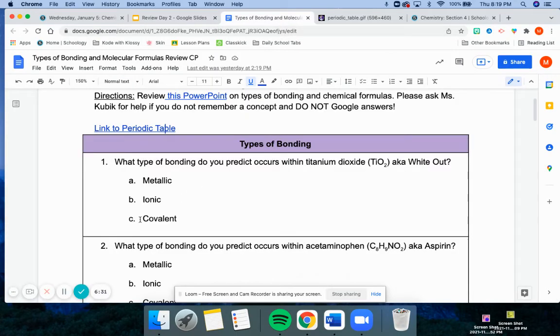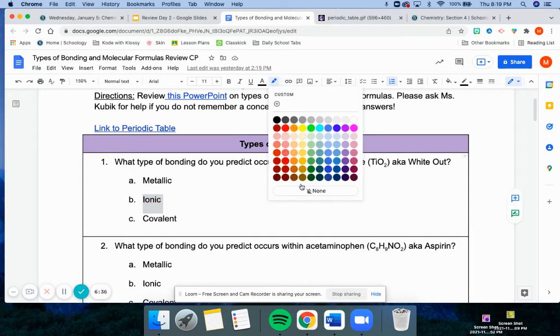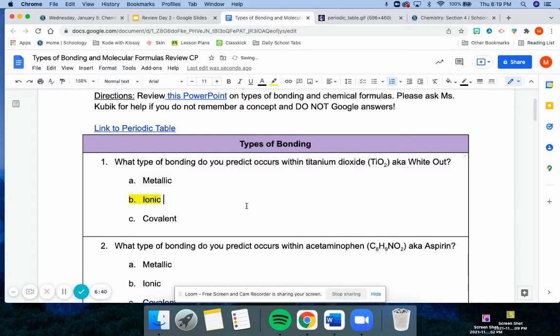So if you're in the honors class, you're going to type out ionic for this first question. And if you are in the general education chemistry class, you're going to highlight ionic as your answer. Okay.